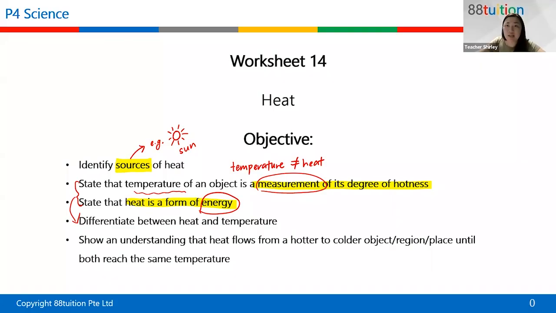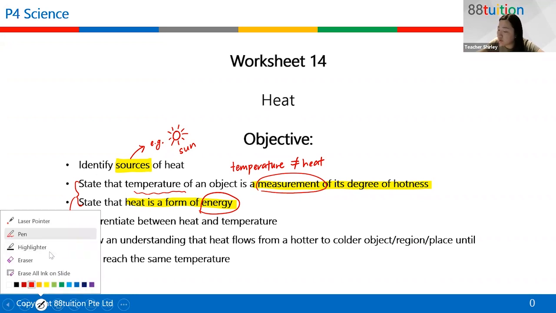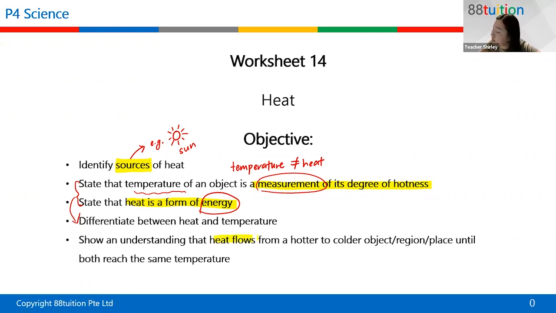Now the last one that we're going to cover today is to show an understanding that heat flows from a hotter region to a colder region. It's always the case. Sometimes we say hotter region, sometimes hotter items or whichever. Whichever terms you use, it's fine, it's interchangeable. So heat always flows from hotter to colder, always. Terms you can use would be hotter object, hotter region, hotter place, until they both reach the same temperature.